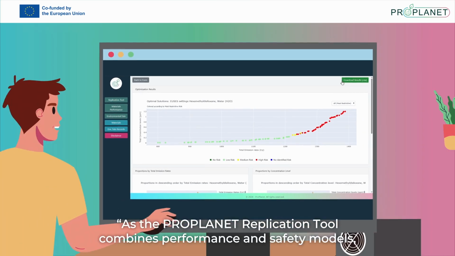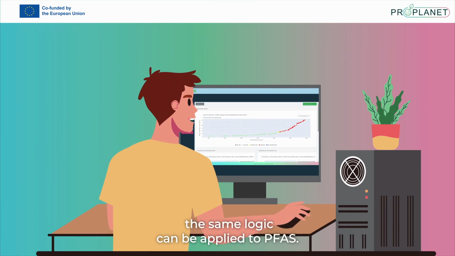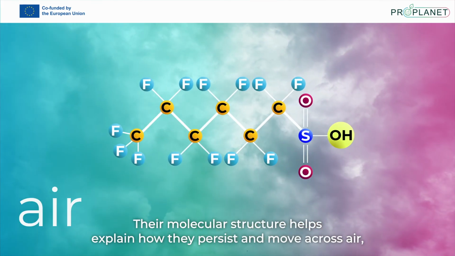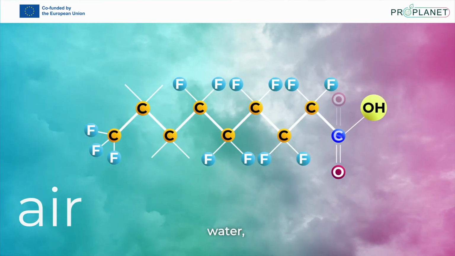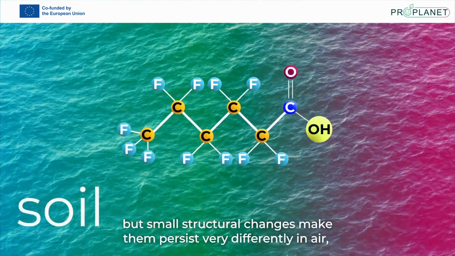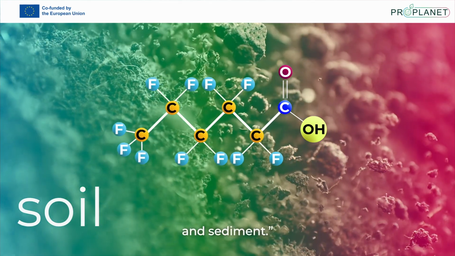As the Proplanet replication tool combines performance and safety models, the same logic can be applied to PFAS. Their molecular structure helps explain how they persist and move across air, water, soil, and sediment. PFAS can look similar, but small structural changes make them persist very differently in air, water, soil, and sediment.